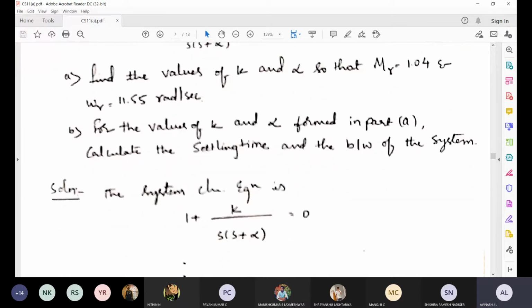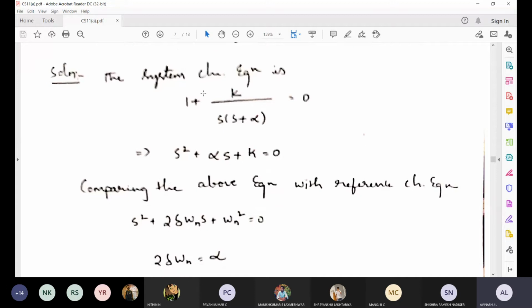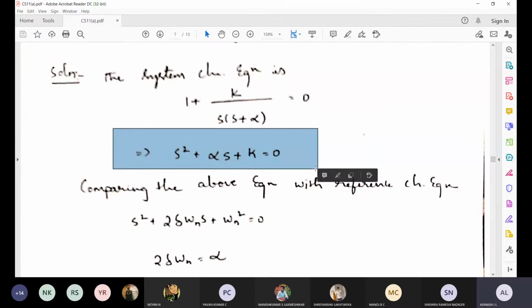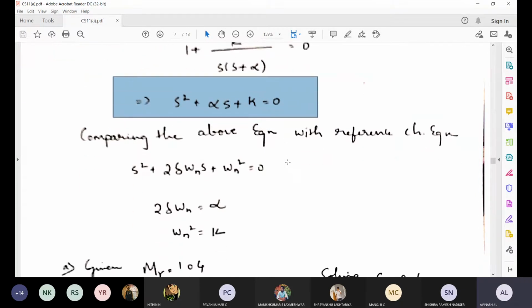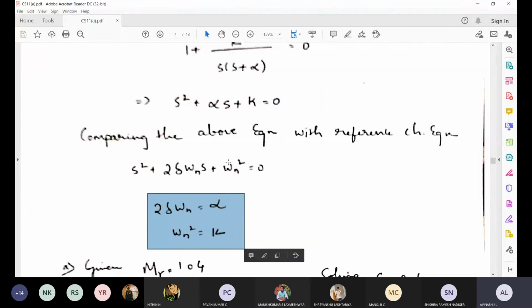frequency domain. So here also we need the system characteristic equation, which is given by 1 plus K divided by s into (s plus alpha) equal to 0. So we get the characteristic equation as s square plus alpha s plus K equal to 0. In the last class we compared the above equation with the reference characteristic equation, s square plus 2 delta omega n s plus omega n square equal to 0. So we get 2 delta omega n equal to alpha and omega n square equal to K.